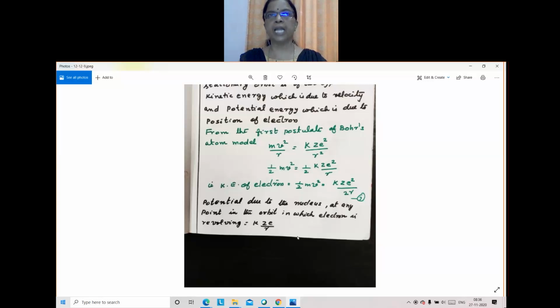What is the potential energy of the electron? An electron of charge minus e is brought into that field at that potential. So what is the potential energy? 1 by 4 pi epsilon 0, Ze by r, into what should we do?